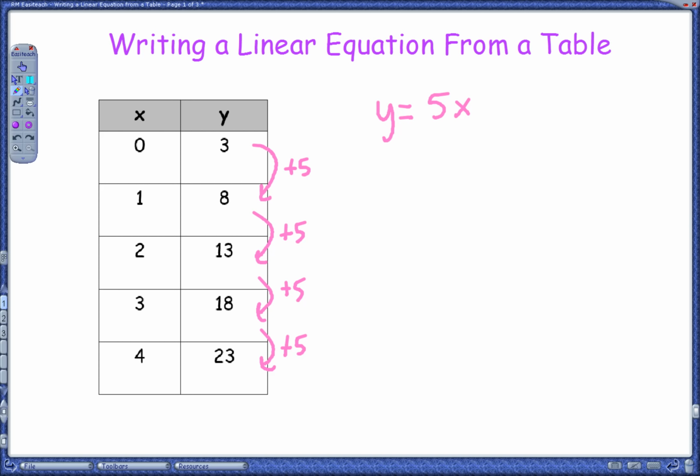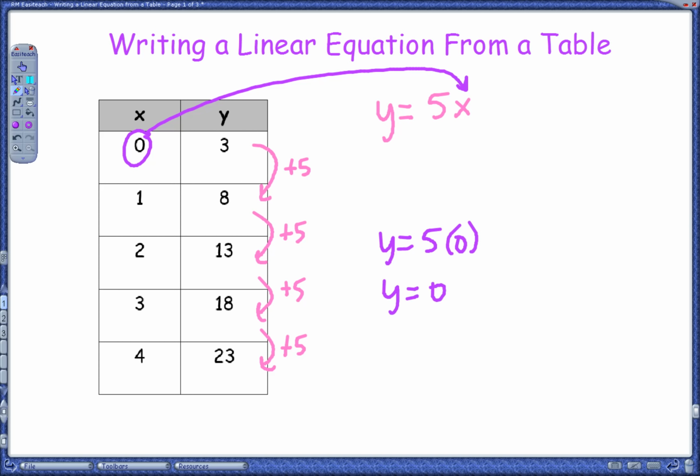So if I plugged in 0 into x, I'd have y equals 5 times 0, which is 0. But I'm trying to get to the number 3. So what would I have to add to 0 to get to 3? Well, I'd have to add 3. So plus 3.